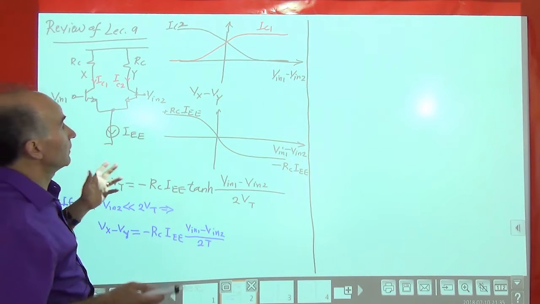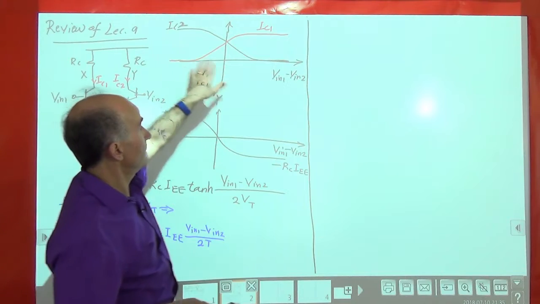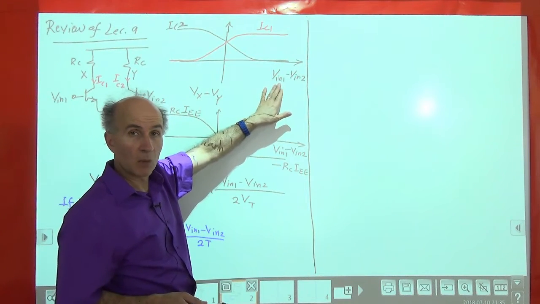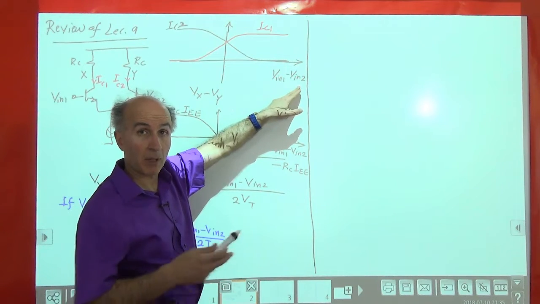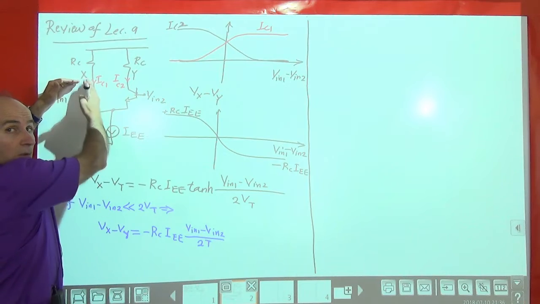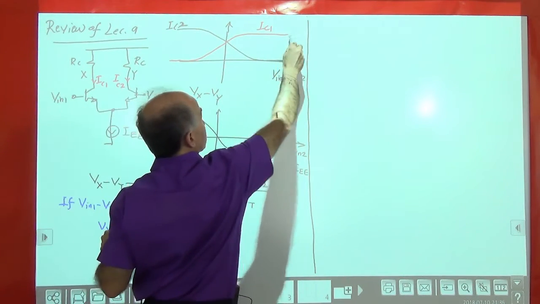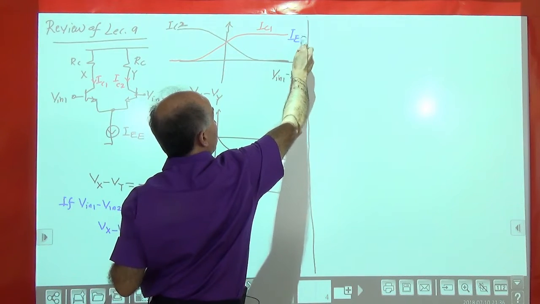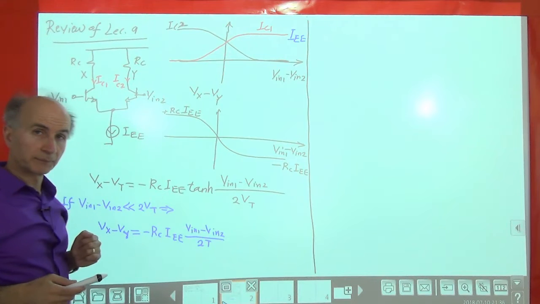So generally what we saw was that the two currents of the two transistors have this behavior as a function of Vin1 minus Vin2. If Vin1 minus Vin2 is very positive, meaning this is higher than this, then all the current goes to the left, and we have IC1 at the maximum value, which is the same as the tail current, and vice versa for IC2.